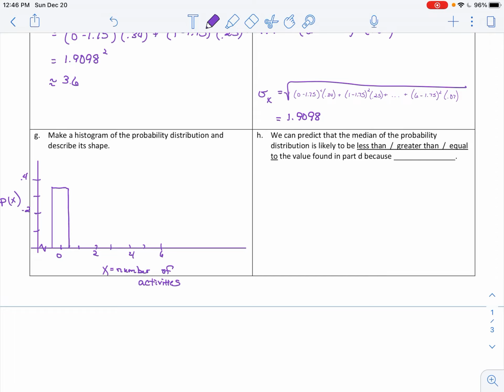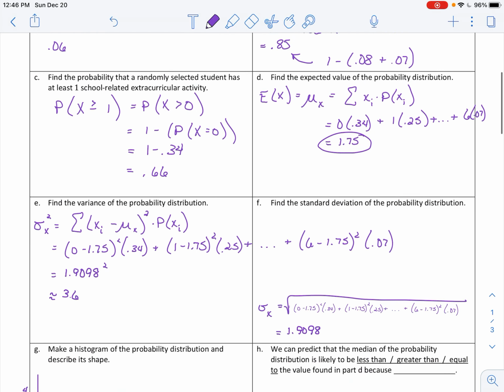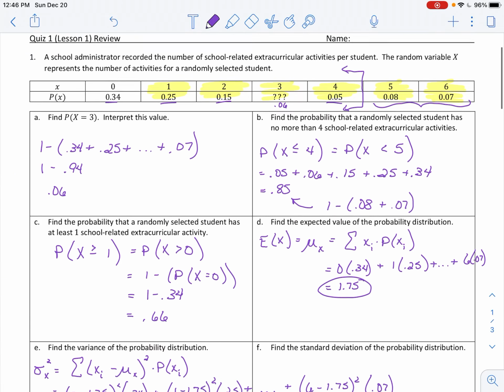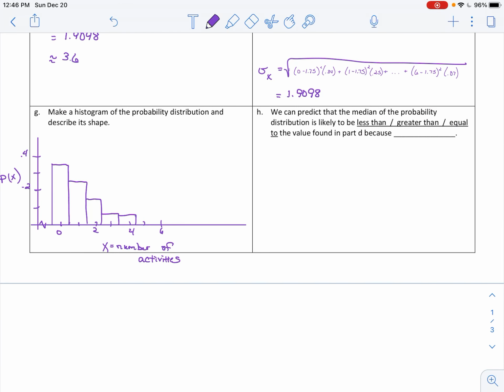Anyway, so we have that height, and then 25%. I don't remember what the others are. 15, 6, 5. 15, 6%, 5%, 8, and 7%. So those last two kind of mess up the general trend, but for the most part, we see this very slow descent.